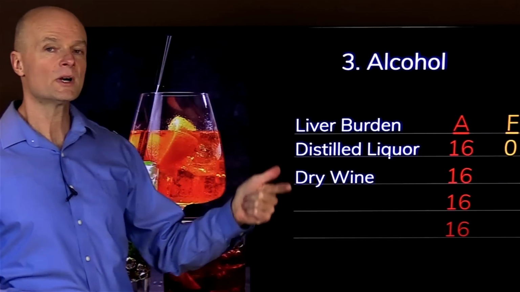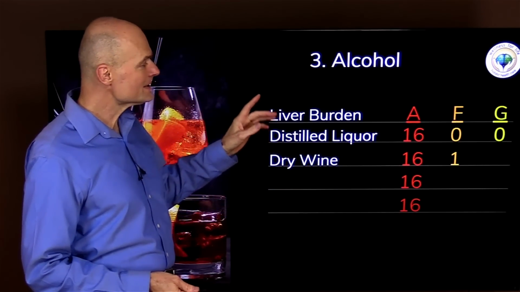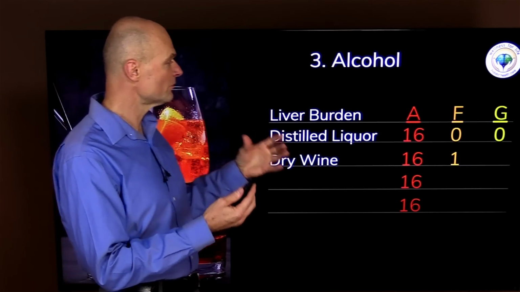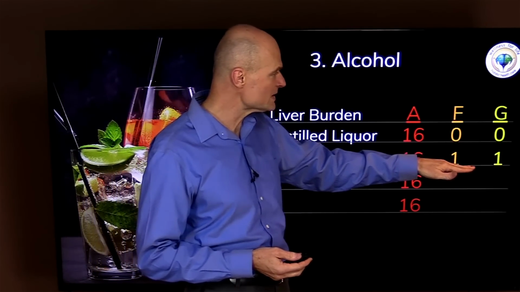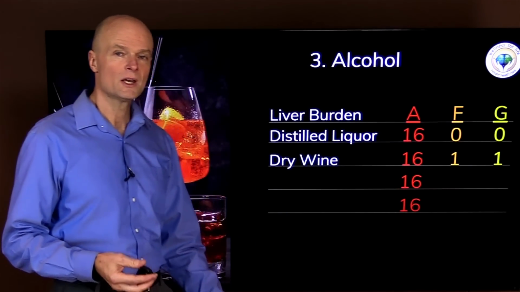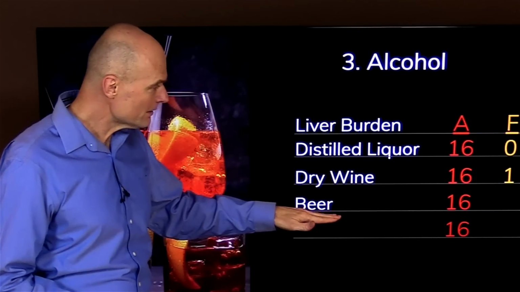Dry red, dry white wine still has the same alcohol, but it has a tiny little bit of sugar, 1 or 2 grams of sugar. So we average it out, roughly speaking, you get 1 gram of fructose, 1 gram of glucose. So it's not significant. Next is beer.